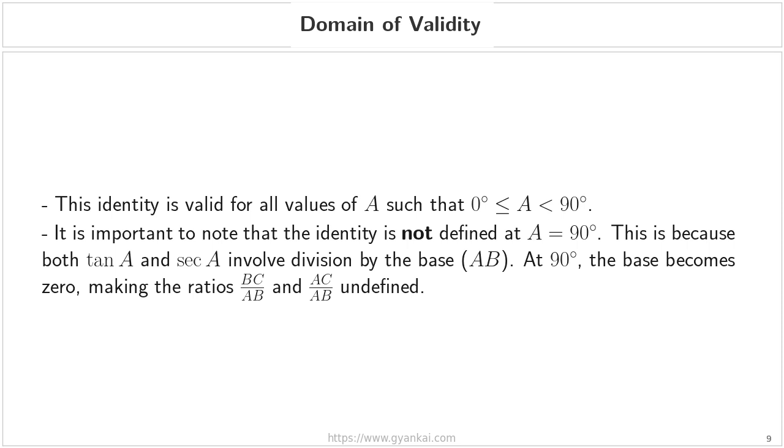Now, before we move on to see how we can apply this in a real-world scenario, we must discuss the domain of validity. This is a crucial step in mathematics, knowing exactly where our formulas actually work.